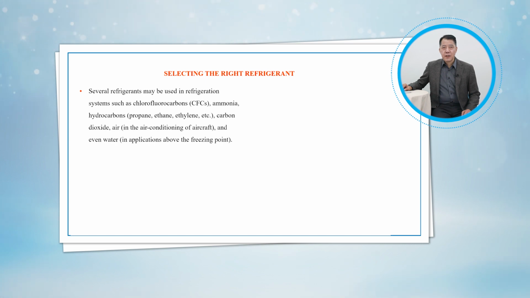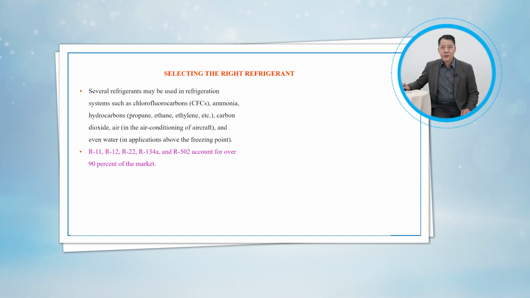Ether was the first commercially used refrigerant in vapor compression systems in 1850, followed by ammonia, carbon dioxide, methyl chloride, sulfur dioxide, butane, ethane, propane, isobutane, gasoline, and chlorofluorocarbons, among others. R11, R12, R22, R134a, and R502 account for over 90% of the market.